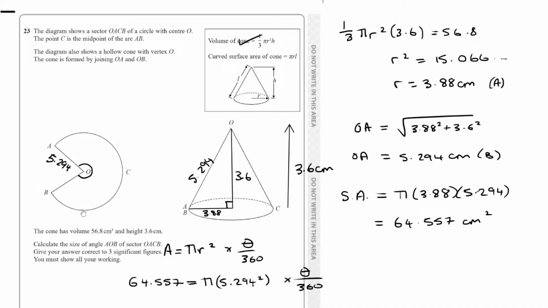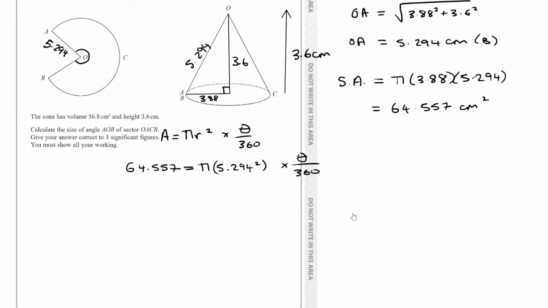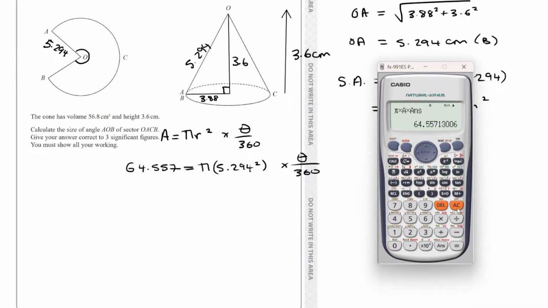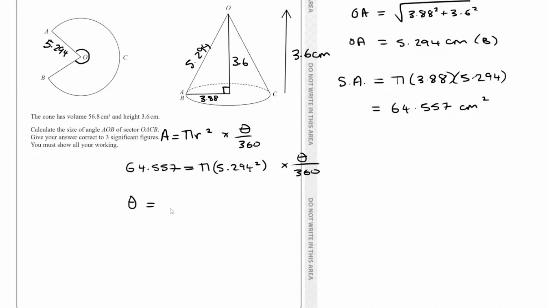All I need to do now is rearrange this. Again, you can do it in multiple steps, you can do it in one step. I'm just going to take this, divide it by pi times, now this is where I'm going to use B because that was the 5.294, wasn't it? B squared. There, I'll do it in two steps, which gives me this, and then I need to times it by 360. So the angle is 263.95. Now, they have said obviously 3 significant figures, so 264 would be my actual final answer.